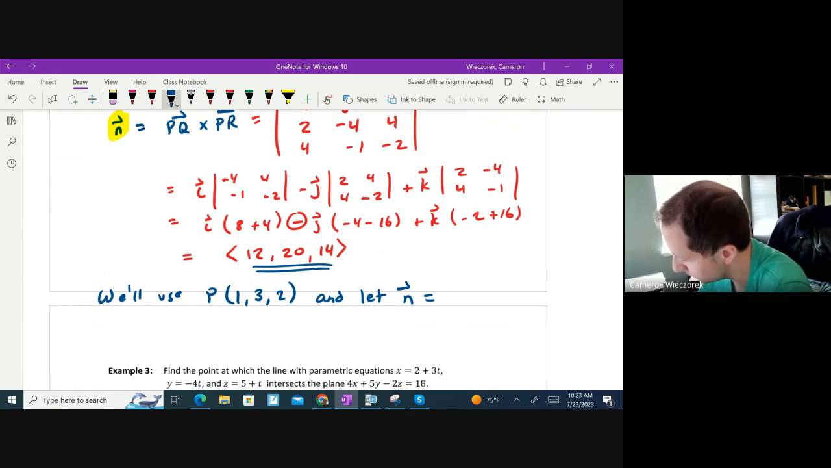No, let's scale it. So let's divide everything by 2. 6, 10, 7. Again, it does not matter. You could use the original as your normal vector. I'm just dividing out a common factor.